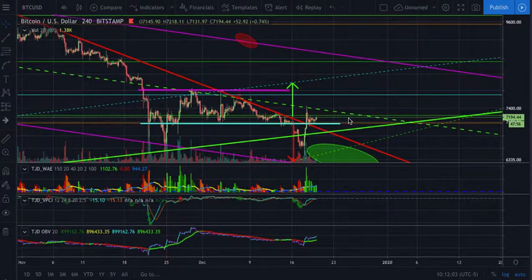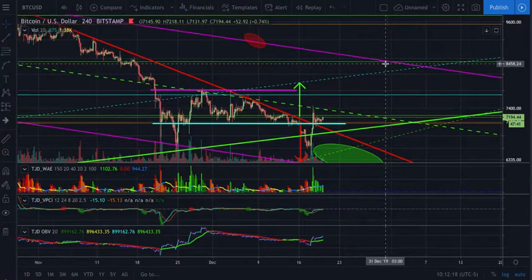What I would expect to happen here is, as long as we stay above this green support line, that we continue to get walked up by the support line, essentially to the top of the channel. And the longer we take to get there, the lower it will be, because it's slowly coming down here. But I would expect that we could potentially reach prices as high as 8,500.